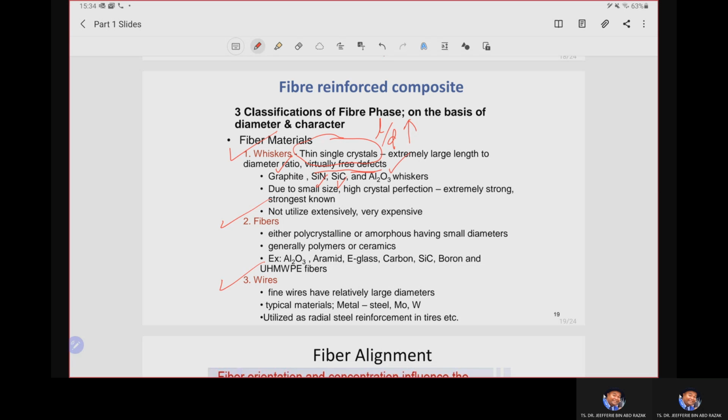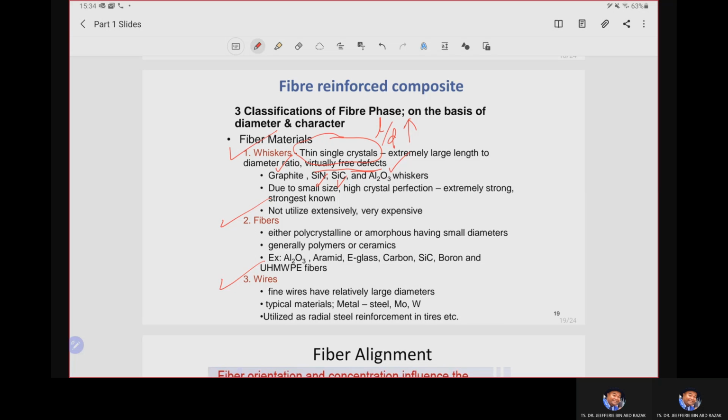Since it is too small in terms of size, high crystal perfection can be expected. So it was extremely strong due to its finer size. But we are not using it extensively. Please remember, because of having whiskers in industry, it's really, really expensive in terms of cost.